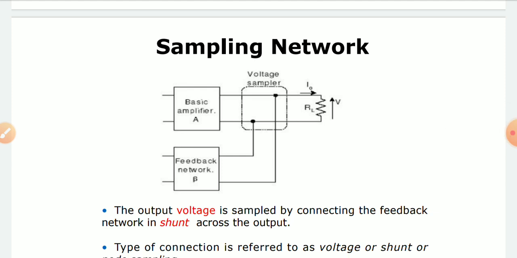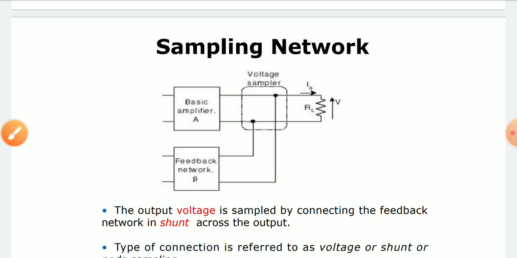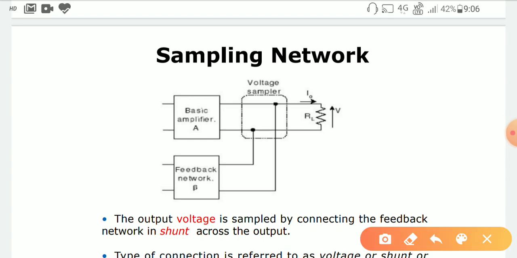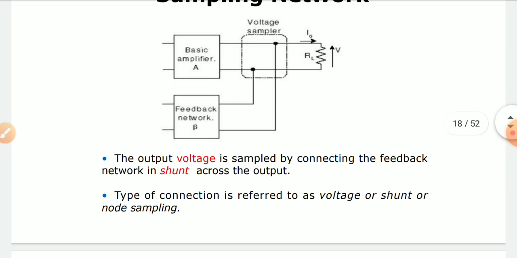So for the sampler circuit or sampling network position, that means the output section where it is connected with the input side. In that section, if it is connected in shunt form, there are two terminals present on the output side. One is connected at the input side for the feedback network, and the other is also in parallel with respect to RL. In this case, the output voltage is sampled by connecting the feedback network in shunt across the output, and this type of connection is referred to as voltage or shunt or node sampling.